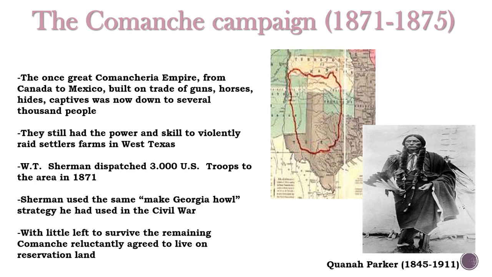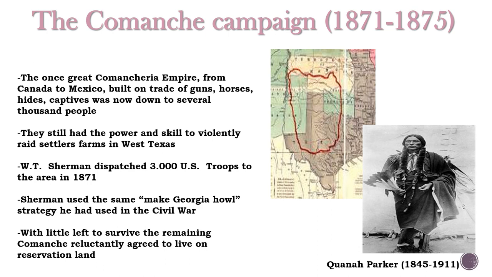Fellow Native Americans, American citizens, Mexican citizens, everyone was terrified by the Comanche. They still had the power, the skill to violently raid settlers' farms, places like West Texas and beyond. William Tecumseh Sherman, who we saw in the tent negotiating with Red Cloud over the Fort Laramie Treaty, was the American general in charge of the West. He dispatched 3,000 troops to the area in 1871, about 6 years after the Civil War ended, to deal with the Comanche, which basically meant get them out of the way.